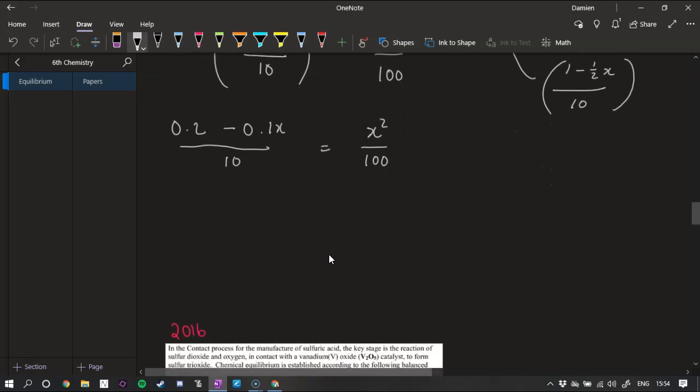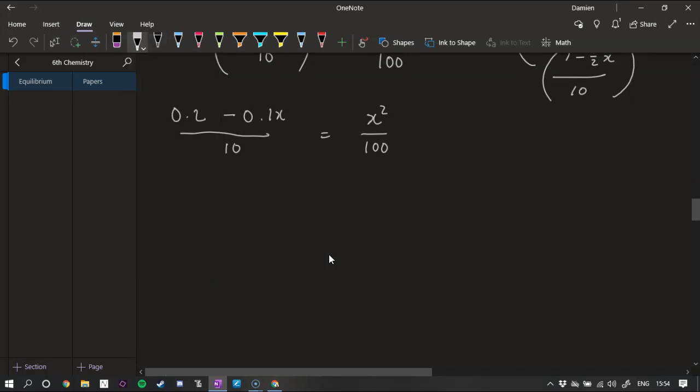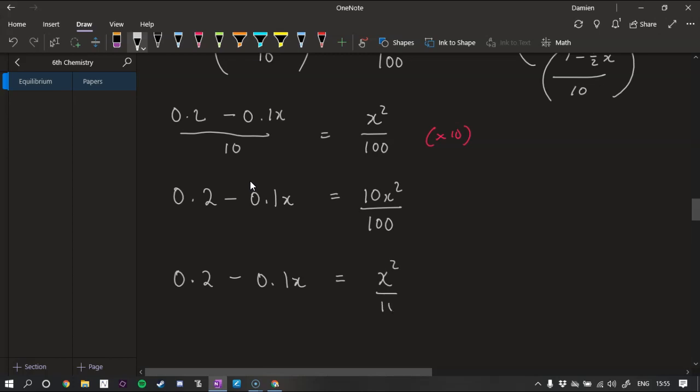If you want, you can cross multiply, or you can multiply across by 10, whatever way you want to do your maths, there are multiple ways of doing it. But for this one here, I just multiplied across by 10. Multiplying across by 10 gets rid of the 10 on the bottom. So I ended up with 0.2 minus 0.1x equals, multiplying the right hand side by 10 gives me 10x squared over 100. And again, for handiness sake, you end up with 0.2 minus 0.1x is equal to x squared over 10.